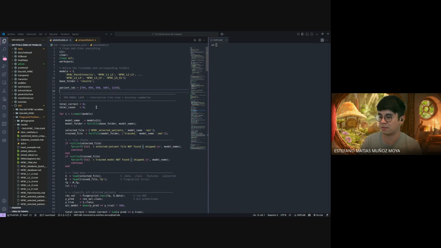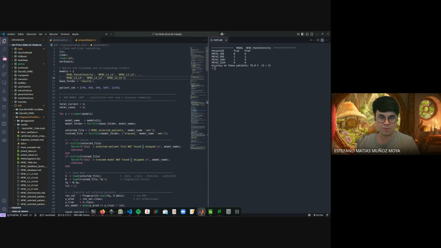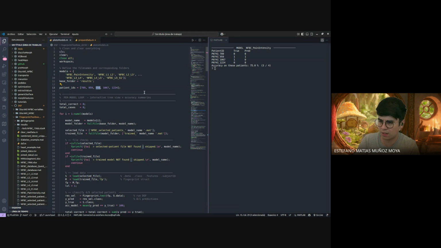The advantage of this tool is that we can see which variables were the most preponderant to define the individual in the control or in the positive group. So if we run this, we can see the prediction in this case was 75%, considering we only have 4 patients, because this patient, the 990, doesn't have the pain intensity. So the model is also able to skip the individual. So we can see here 4 of these patients.